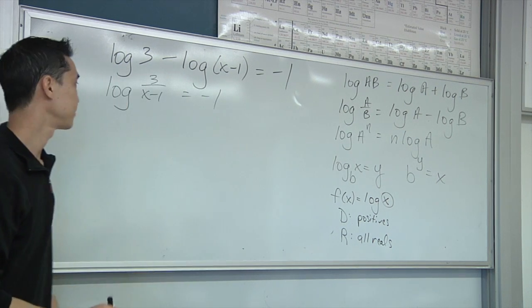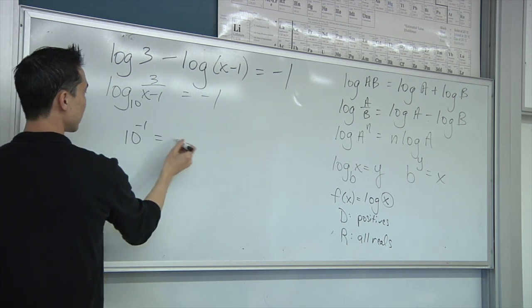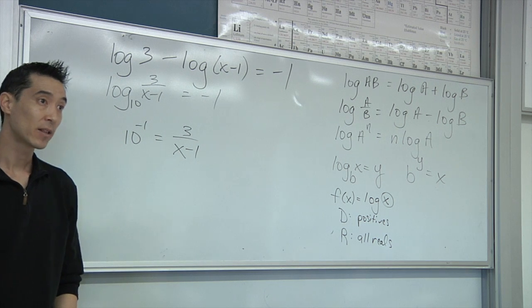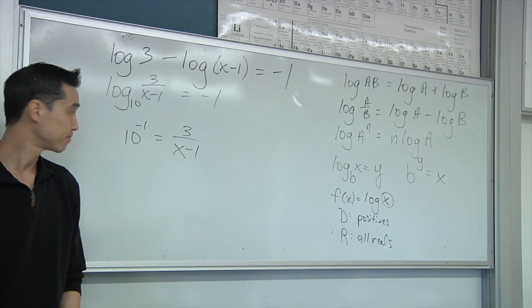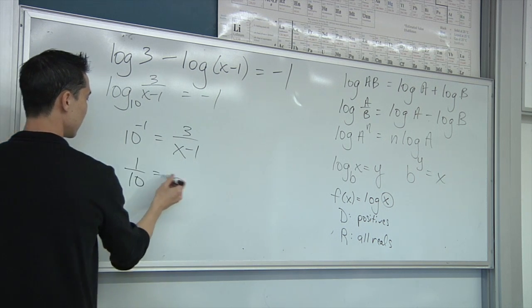What's the base here? 10. 10 to the negative 1 equals 3 over x minus 1. Okay? That relies on you knowing what 10 to the negative 1 means. What does that mean? Fraction. Yeah, 1 over 10. 1 over 10. Great.